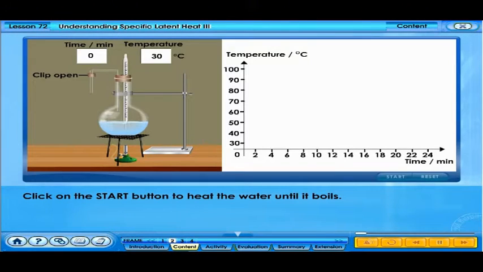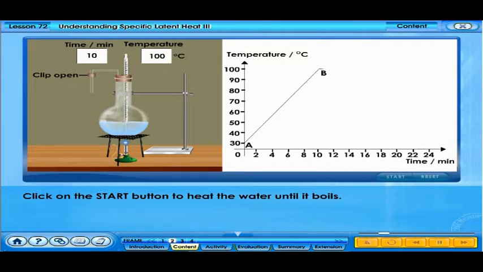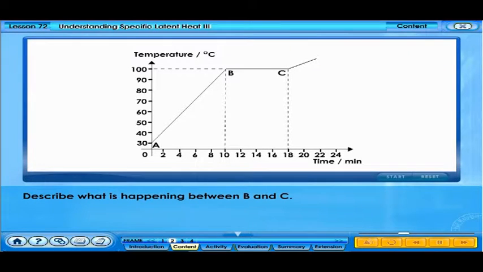Click on the Start button to heat the water until it boils. Describe what is happening between B and C.